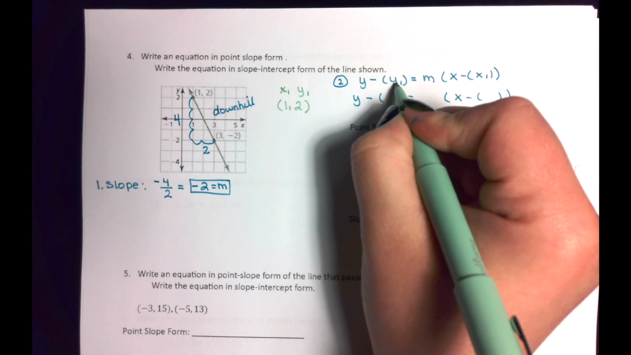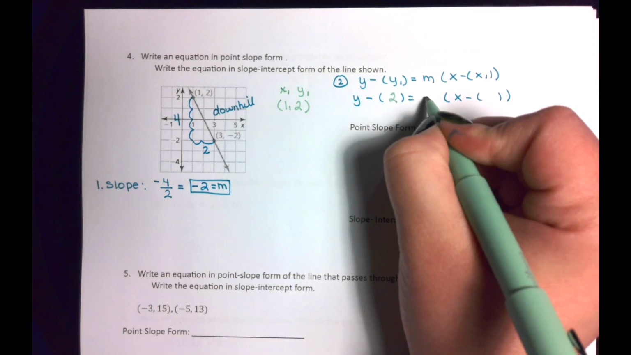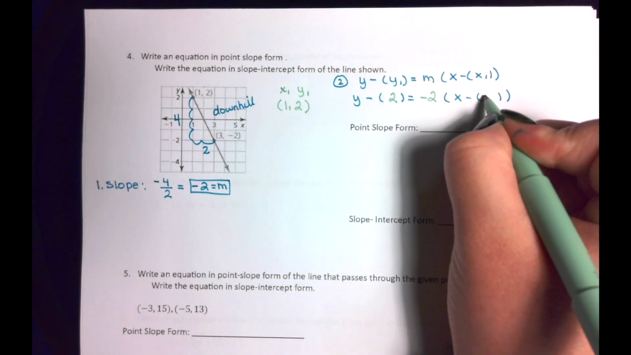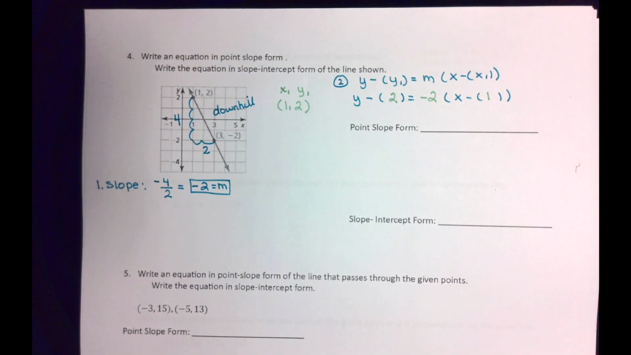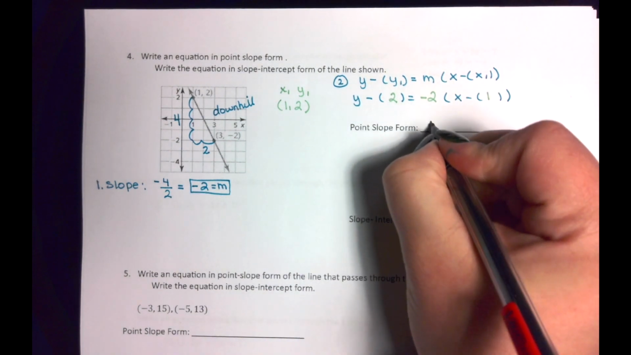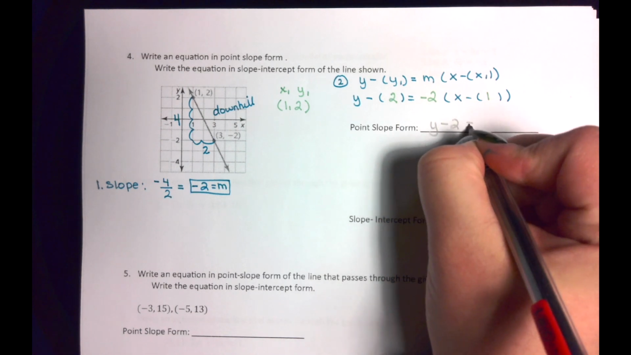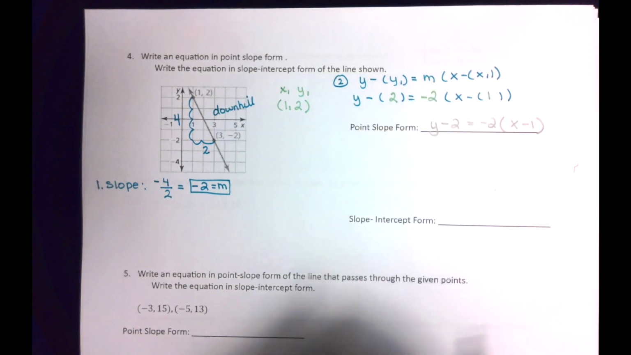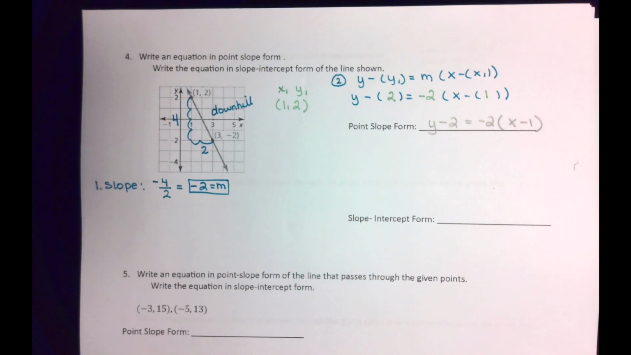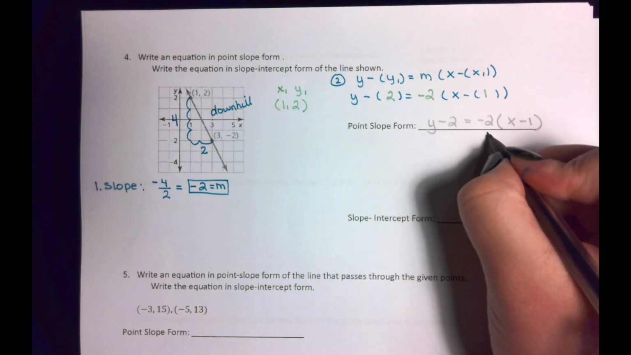So we have y1 is 2, slope m was -2, and x1 was 1. Any double negatives? No, so we are writing our point slope form. Y minus 2 is equal to -2 times x minus 1. Now, from your point slope form, you're going to distribute that -2.